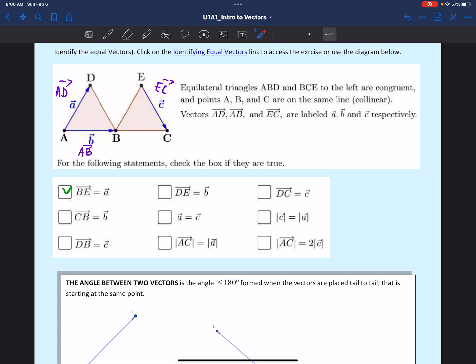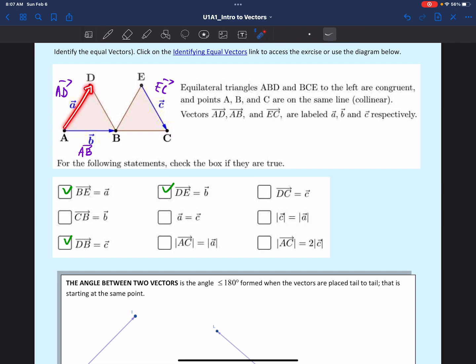Vector CB and vector B, they point in opposite directions, so nothing there. Vector DB equals C. So DB and C are the same direction, same magnitude. Vector DE and vector B: same direction, same magnitude.